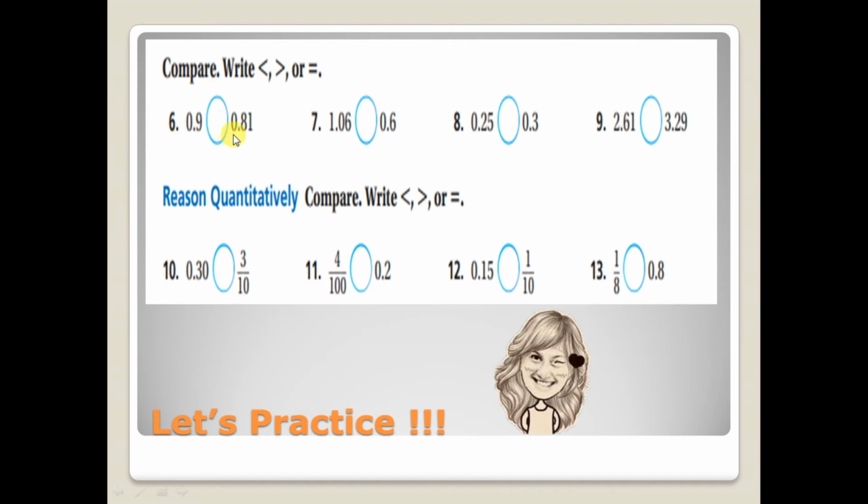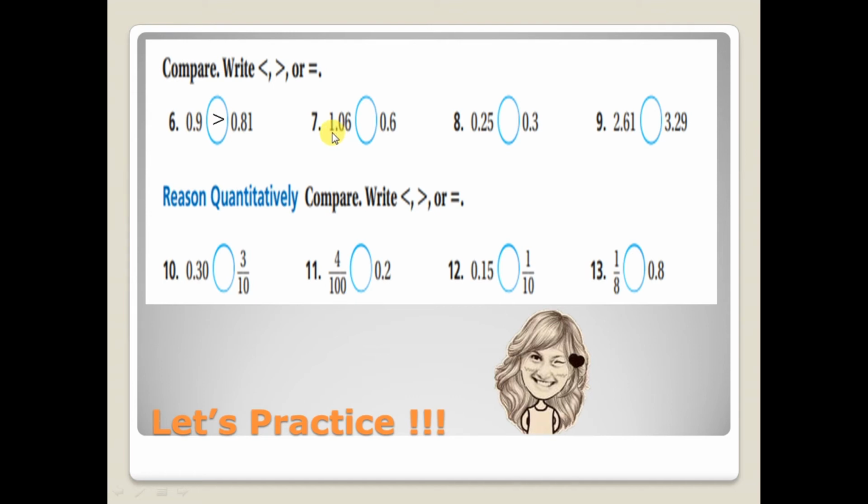0.9 and 0.81. We said we will compare from left to right. So first we will compare between 0 and 0. Is it the same? So move forward. Now the second number is 9 and here is 8. Which one is bigger? It's 9. So the crocodile will eat the 9 and will open his mouth towards the 9.